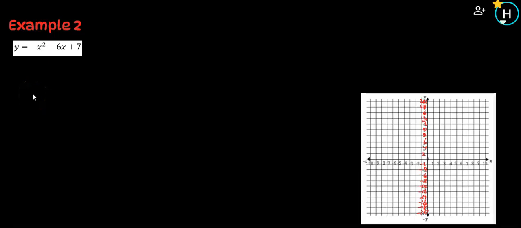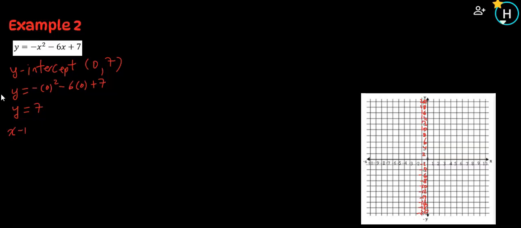Now we have the equation y equals negative x to the second power minus 6 times x plus 7. The first step is to find the y-intercept. We know that to find the y-intercept, the value of x is 0. So we need to substitute the value of x in the equation. y equals negative 0 to the second power minus 6 times 0 plus 7. The answer is y equals 7. So the y-intercept is (0, 7).